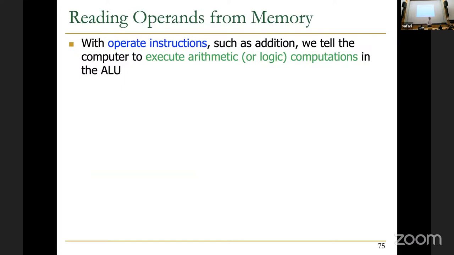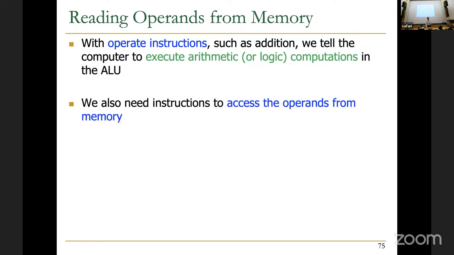We're going to talk about the instruction processing cycle tomorrow, but let's talk about operate instructions. Operate instructions, addition or multiplication, for example, tell the computer to execute arithmetic or logic computations. But we also need instructions to access operands from memory. This is really important because memory is far away, right? We need to load these locations from memory to the registers. In some ISAs, you can directly input a memory location. You can specify a memory address and say, add the value in this memory address to the value in this memory address and store the result in some other memory address.